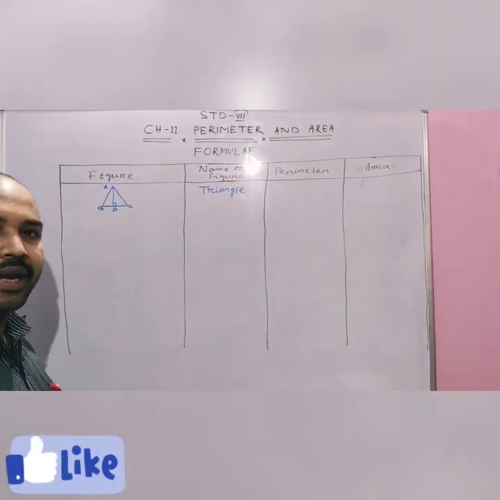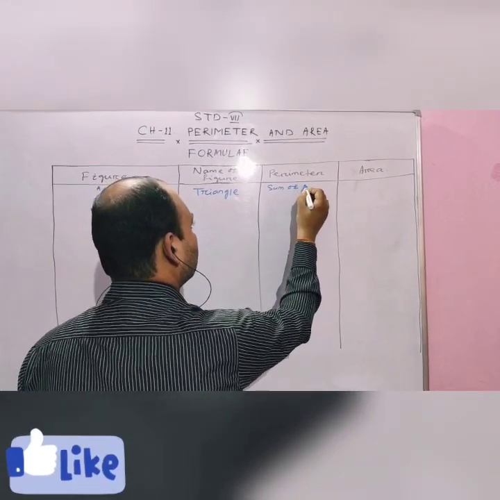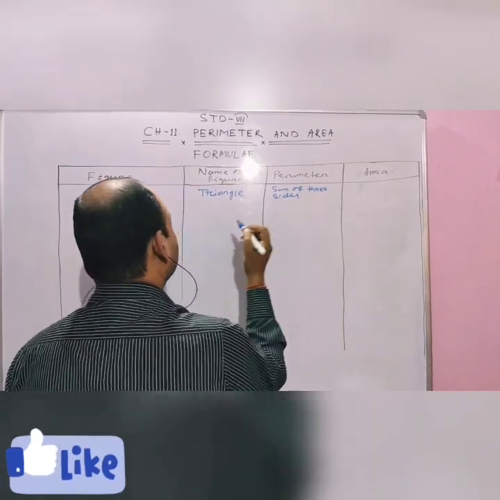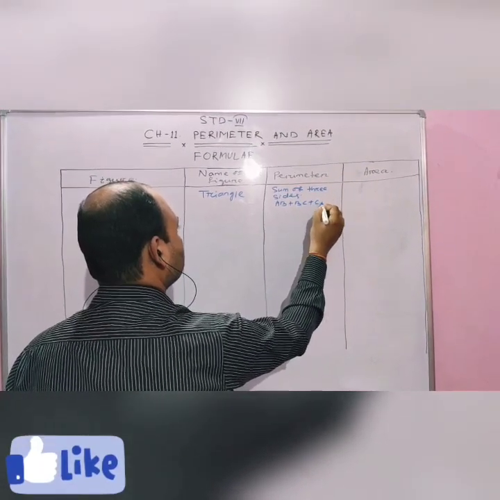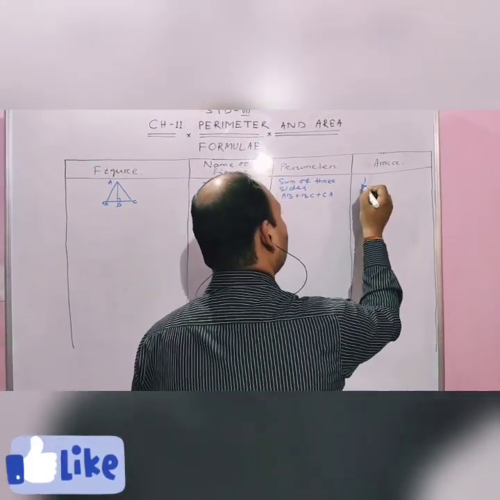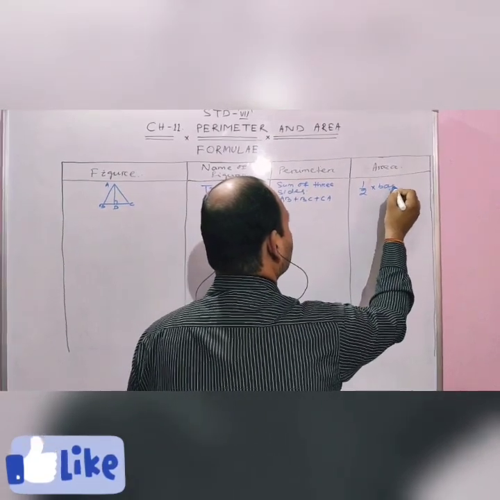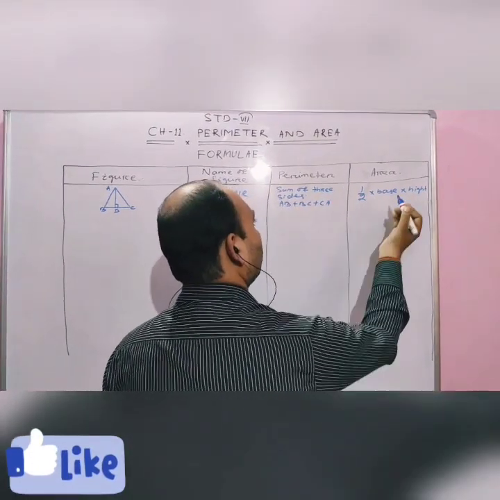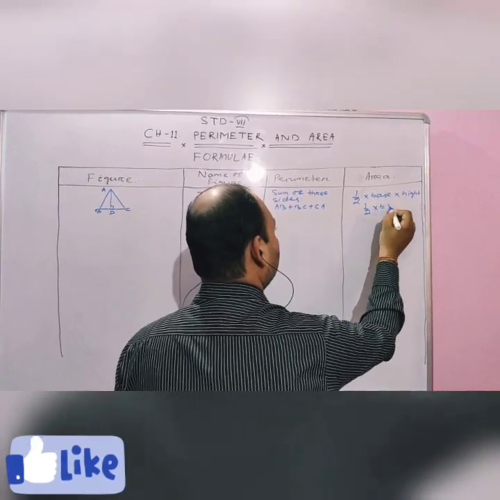What is the perimeter of the triangle? The sum of three sides. Sum of three sides means here AB plus BC plus CA. Okay? So what is the area? Area is 1/2 into base into height. In short you can write 1/2 into B into H.